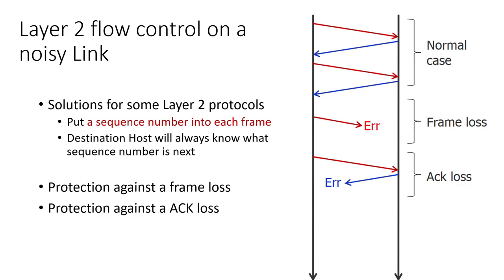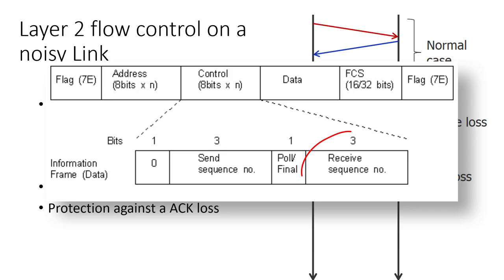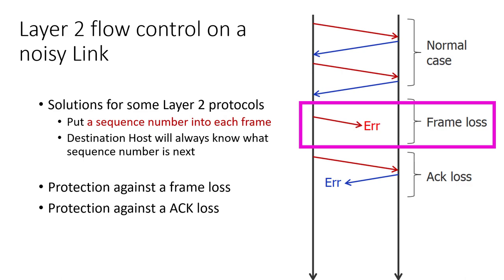One of the elegant solutions for solving this flow control problem, especially on links that tend to be more noisy or have greater interference, like wireless, is to put a sequence number into each frame. The destination host will always know the sequence number that is next. This protects against frame loss and acknowledgement loss.